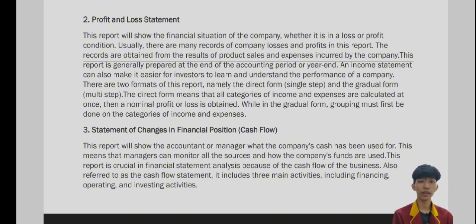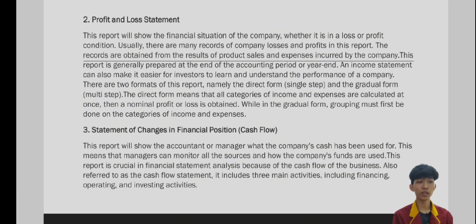Next, the second, profit and loss statement. This report will show the financial situation of the company, whether it is in a loss or profit condition. Usually, there are many records of company loss and profit in this report. The records are obtained from the result of product sales and expenses incurred by the company. This report is generally prepared at the end of the accounting period of a year, and the income statement can also make it easier for investors to learn and understand the performance of a company.